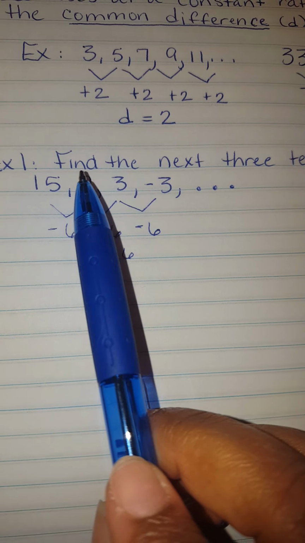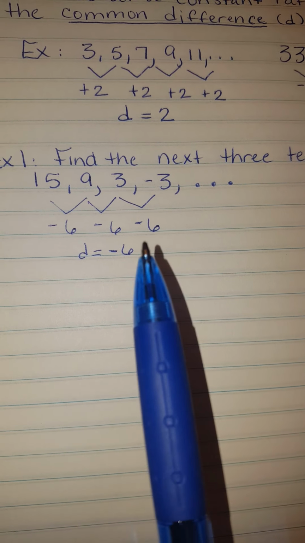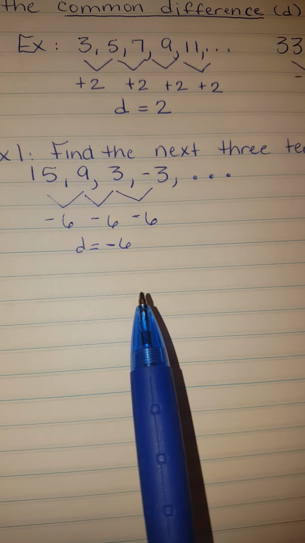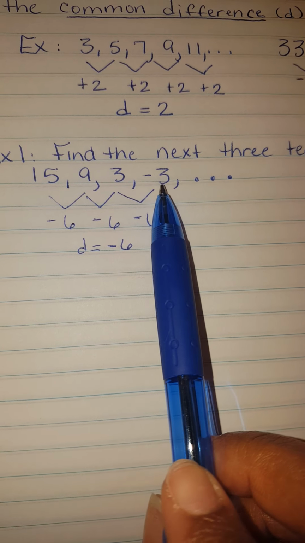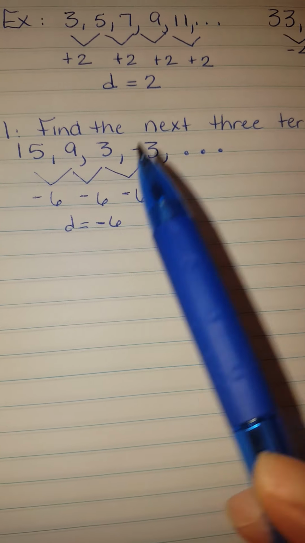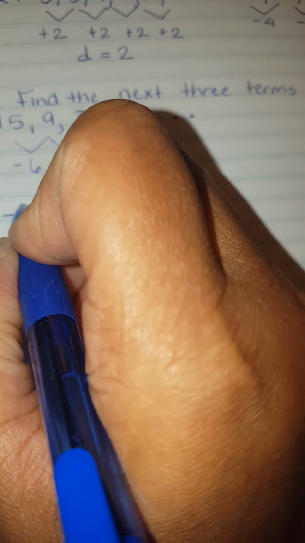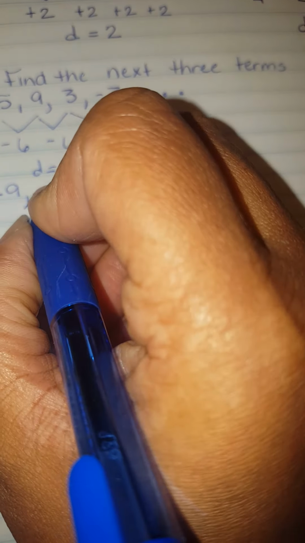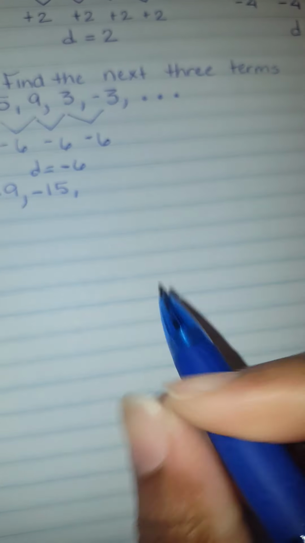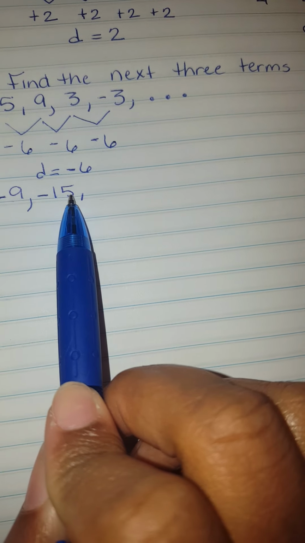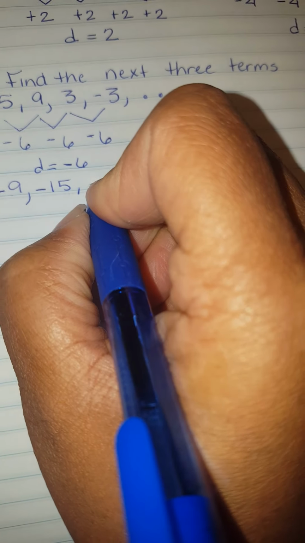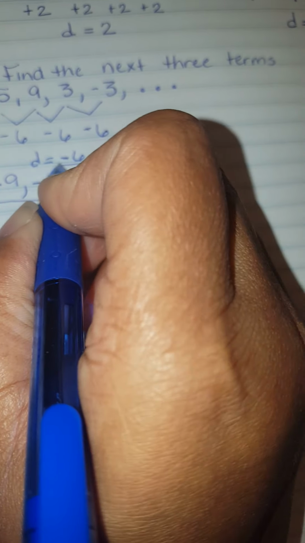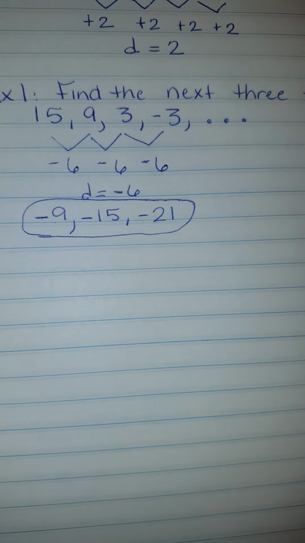So if I want to find the next 3 terms, all I need to do is add my common difference to the last number in my sequence. So when I do that, I'll have -3 minus 6, and that gives us -9. Then -9 minus 6, that gives us -15. Then -15 minus 6. That gives us -21. So these are the next 3 terms in our sequence.